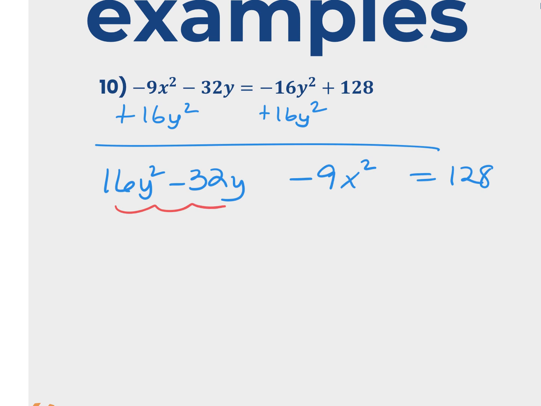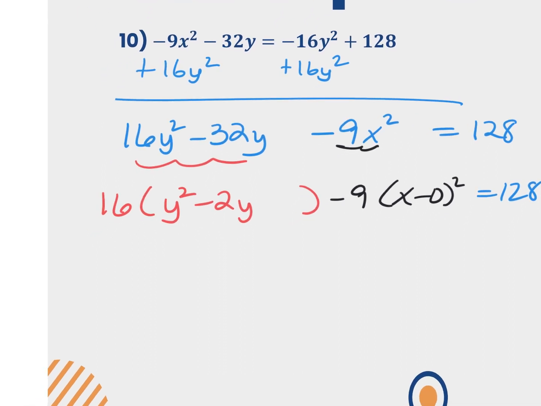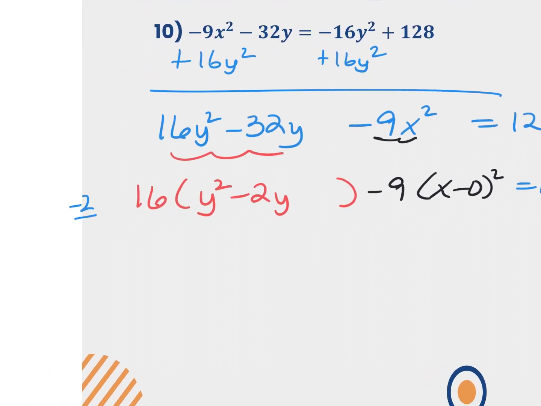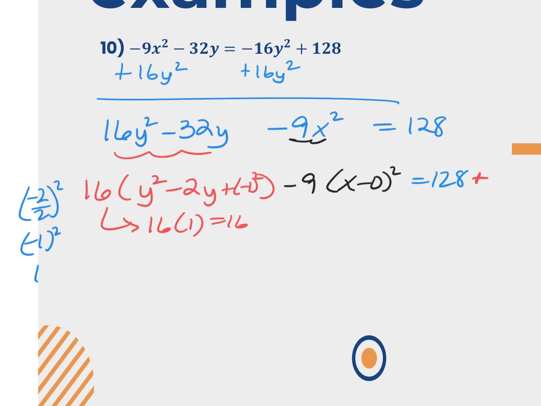I need to divide both things by 16. And then I'm left with y squared minus 2y. Leave a blank space. Notice no b term here. So just make it 9 and then x minus 0 squared equals the 128. I can complete the square for the red. Take the b term, divide it by 2 and square it. Negative 1 squared is positive 1. So you're going to take 16 times that 1 that you would have been adding. And you're going to be adding 16 to the other side. So plus 16 over here.